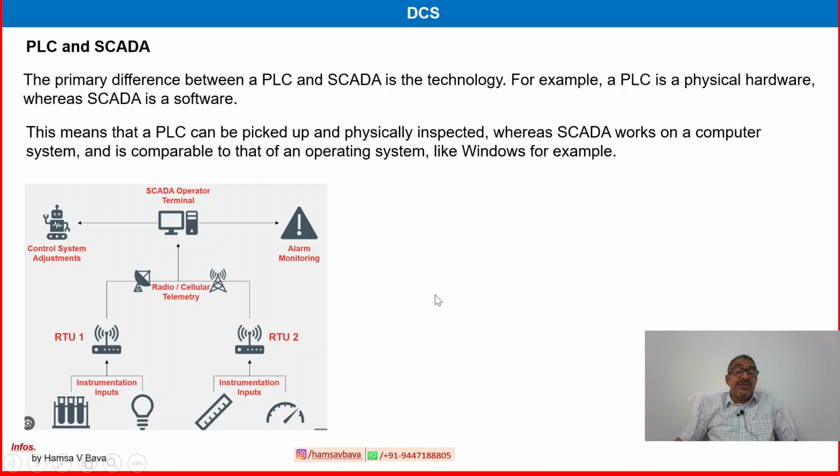So SCADA is software which connects to the PLC. So without a PLC, SCADA cannot work. So PLC is also included in the SCADA system in the RTU. PLC is installed in the RTU, or sometimes a PLC can be installed in the field itself. So PLC information comes to SCADA.